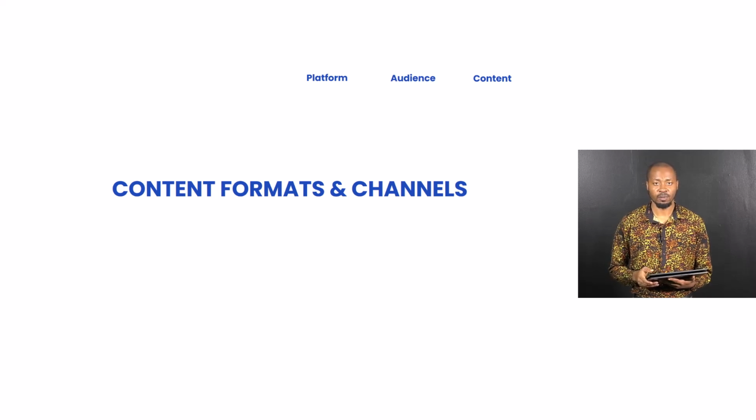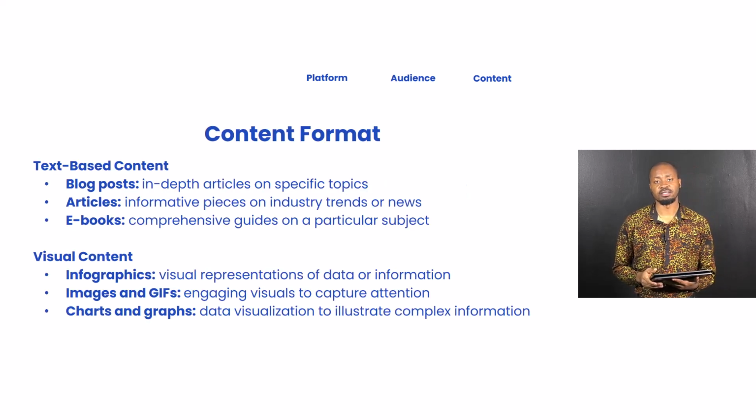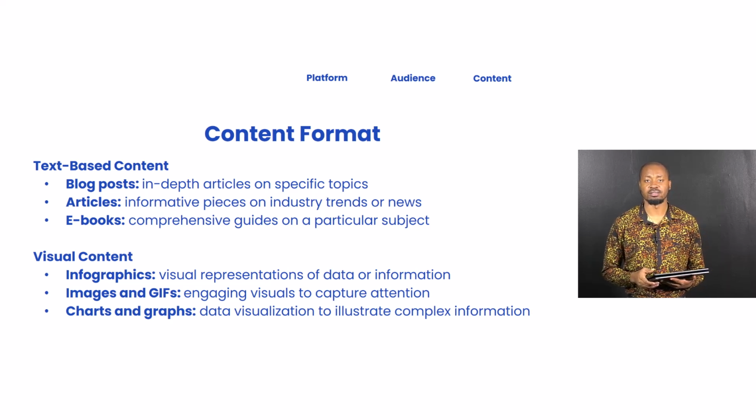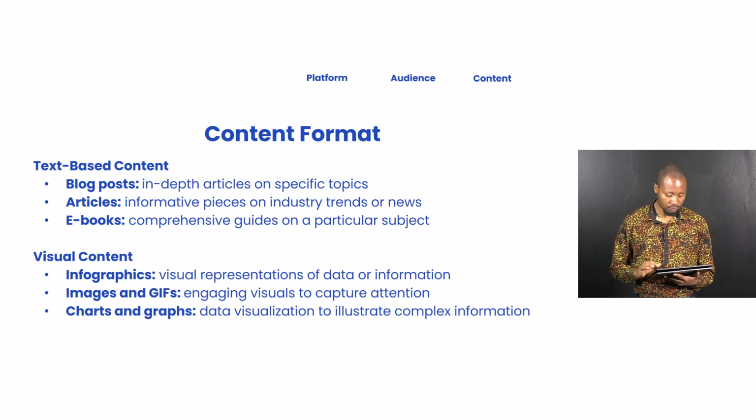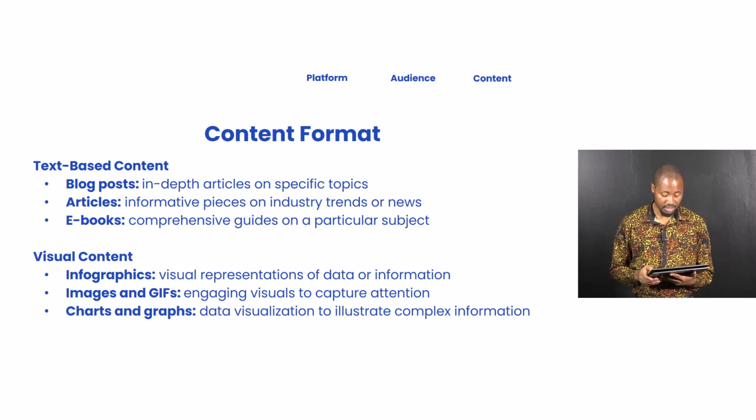So in our last class, we looked at content formats and channels, and we identified different types of content formats. Some platforms allowed one type of format. For instance, TikTok is a video first platform. Facebook allows text and videos, or text and images, and the text comes first. And we looked at text-based content, which includes blog posts, articles, ebooks. We also looked at visual content, which has infographics, images, GIFs, charts, and graphs.